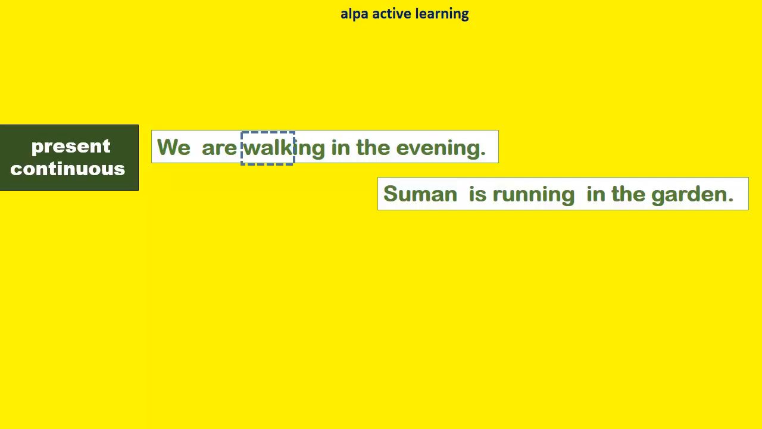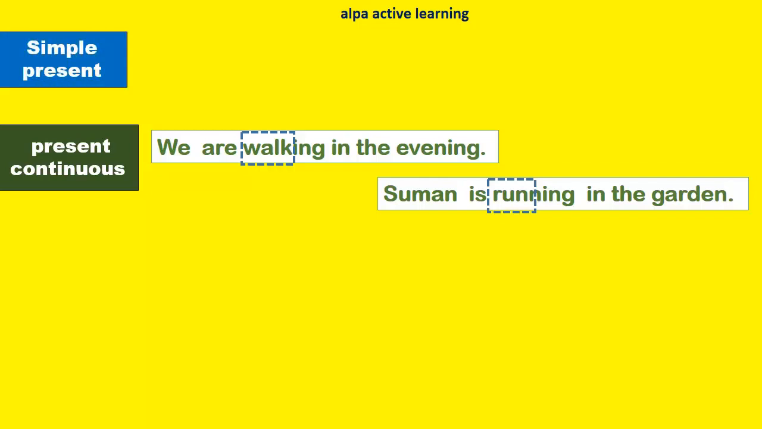So here the base form is walk. Now remember, once you know the base form, always recollect its 3 forms, that is walk, walked and walked. Same way for this sentence, base form is run. So run, ran and run. So now we'll go for simple present tense.